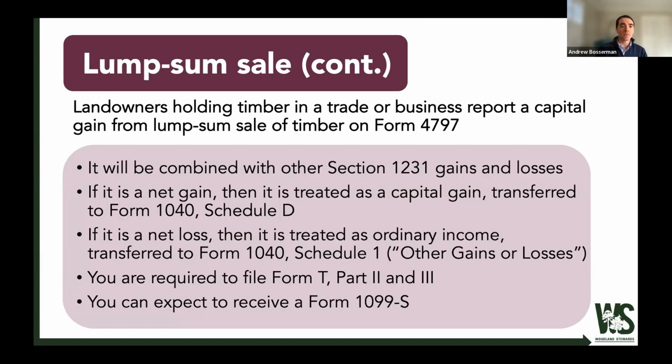This is if you're holding it in a trade or business. So it's very similar to how it's reported if you're an investor or a personal activity that sold timber. But the difference is you're going to start on Form 4797, which is titled Sales of Business Property. But then on that form, it gets combined with other gains and losses and then gets transferred over to Schedule D, just like an investment or personal gain would be as well. And then the following steps are all the same.